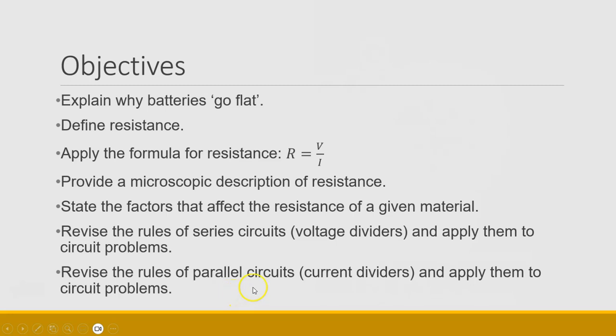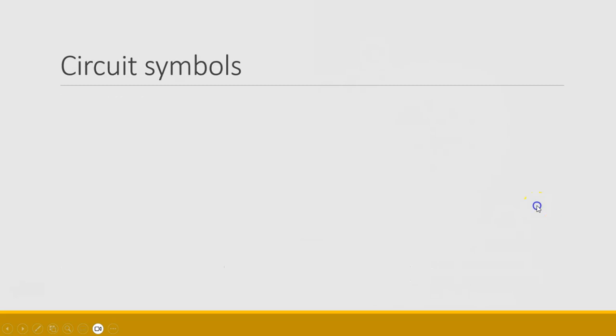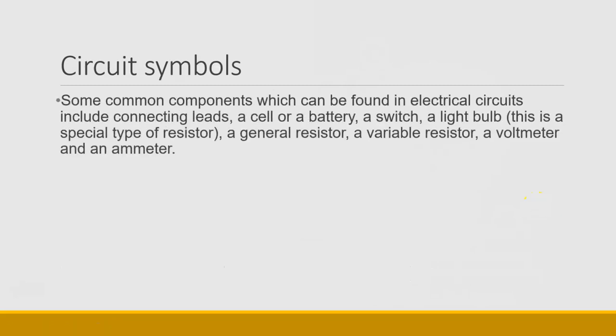And also from grade 9, we will revise the rules of parallel circuits. Parallel circuits are also known as current dividers, and we are going to apply those rules to circuit problems. There are several components in a circuit, and we need to be familiar with the circuit symbols of those components, and that involves connecting leads, a cell or a battery, a switch, a light bulb, which is a specific type of resistor, a general resistor, a variable resistor, a voltmeter, and an ammeter.